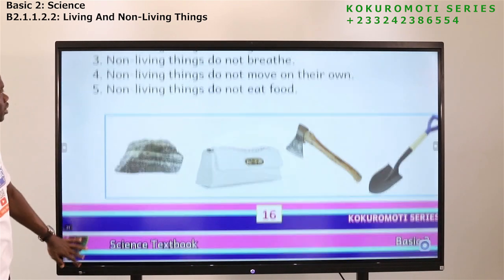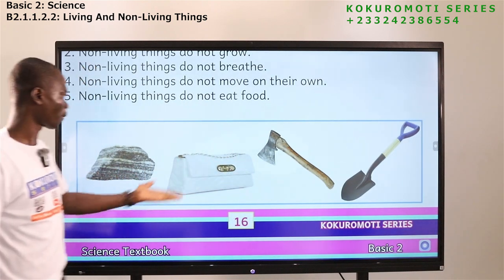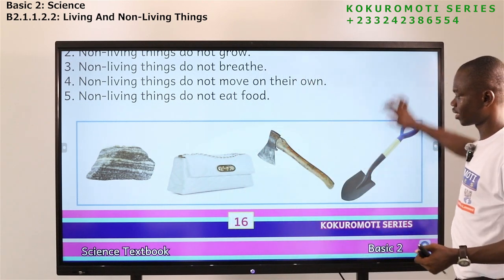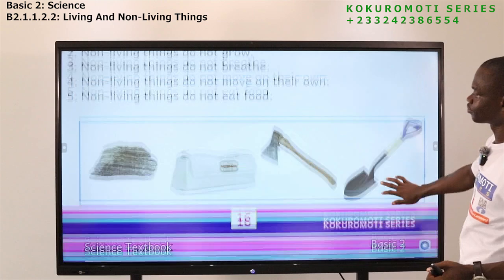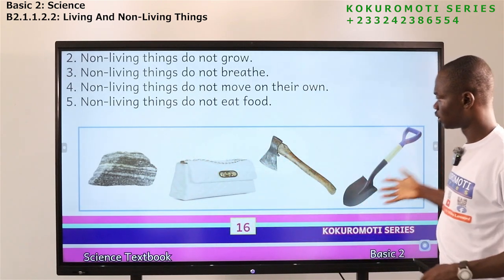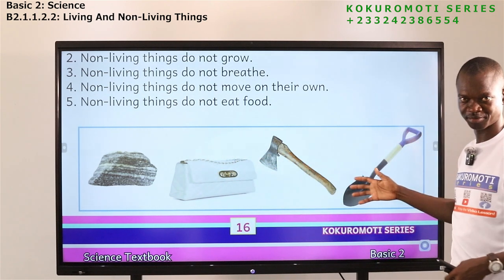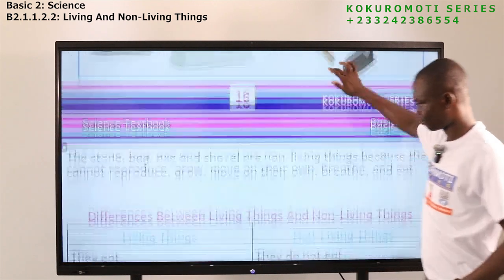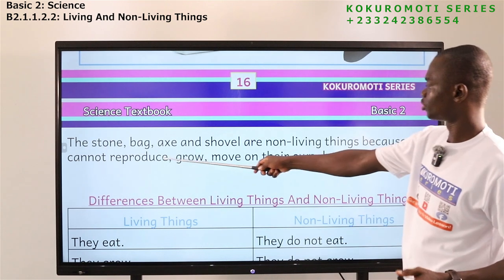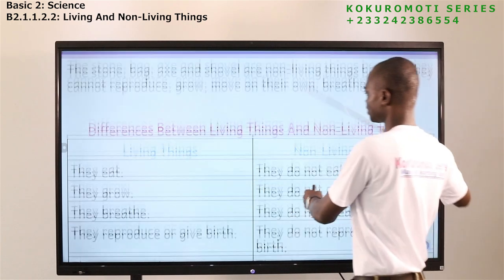Okay, so now let's look at this. These are examples of non-living things: stone, bag, axe and shovel. All these are examples of non-living things. They are non-living things because they cannot grow, they cannot move on their own, they cannot reproduce, they cannot eat, they cannot breathe. That makes them non-living things. Now, let's look at the main difference here.